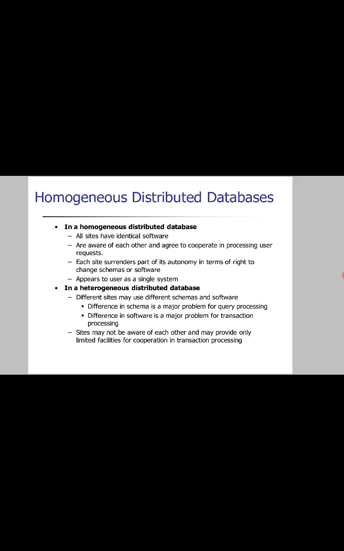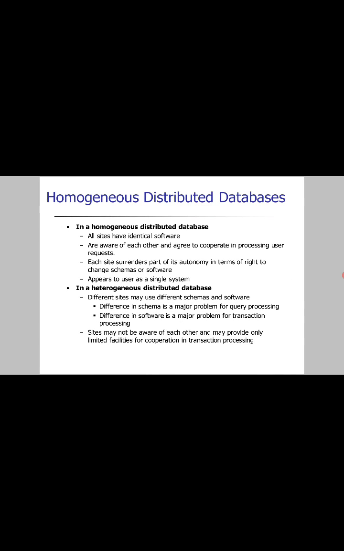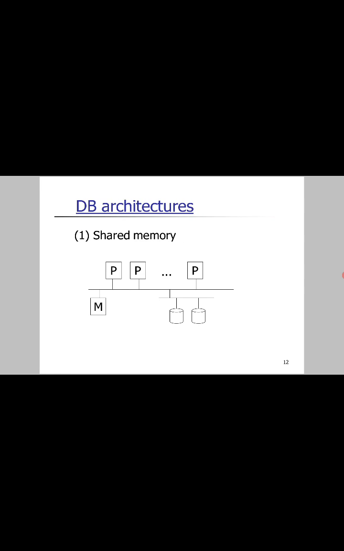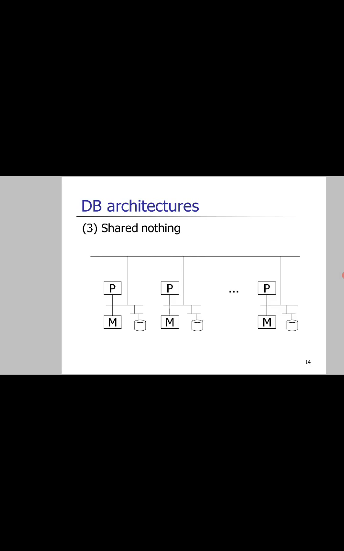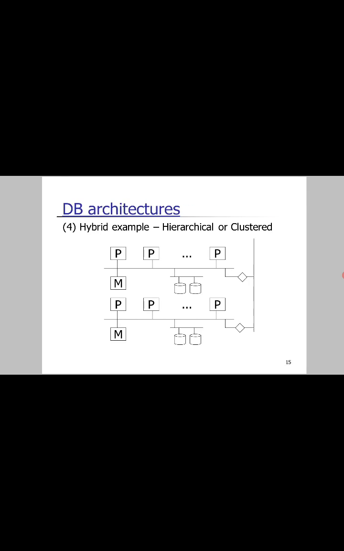So, homogeneous distributed databases and database architecture. In homogeneous distributed databases, all sites have identical software, are aware of each other and agree to cooperate in processing user requests. Each site surrenders part of its autonomy. In heterogeneous distributed databases, different sites may use different schemas and softwares. So this is the basic structure of the distributed database. First concept is shared memory, shared disk, shared nothing, and hybrid example.